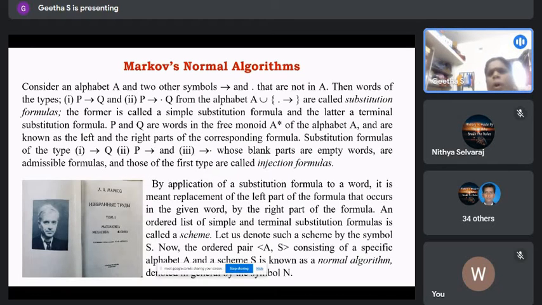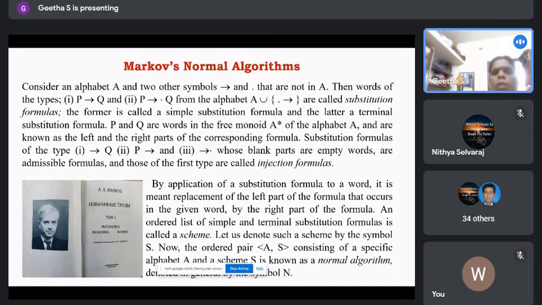So what do you mean by Markov's normal algorithm? This is one of the algorithms. It is a substitution algorithm. First of all, you have to take an alphabet A and two other symbols. One is the substitution symbol, and another one is the termination symbol. The right arrow is used for substitution, and the dot means termination.